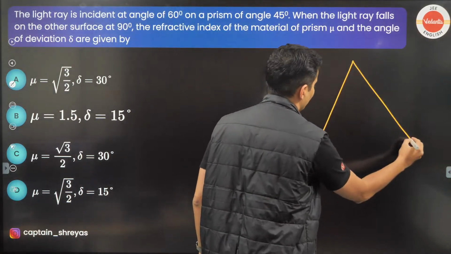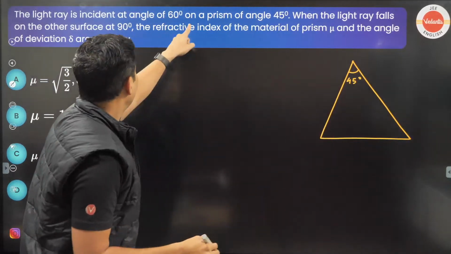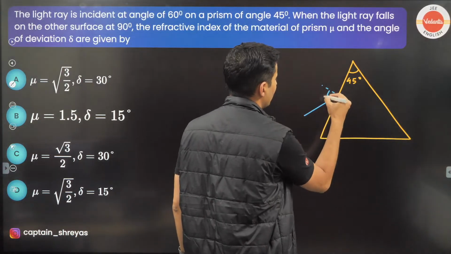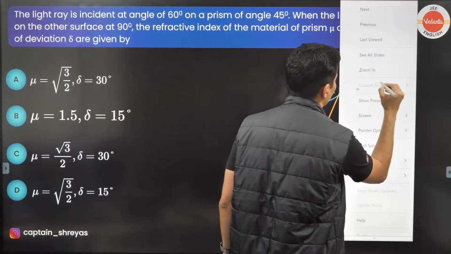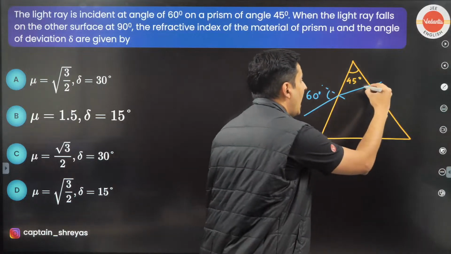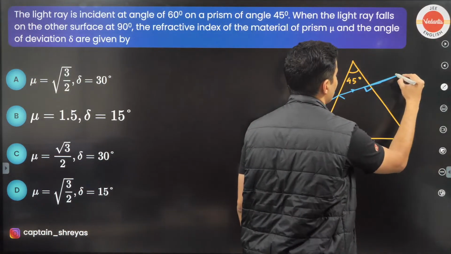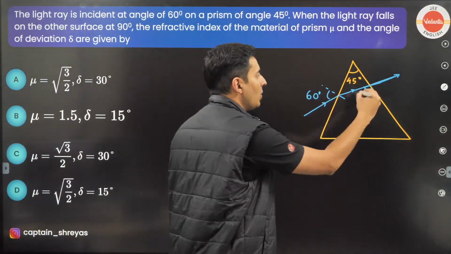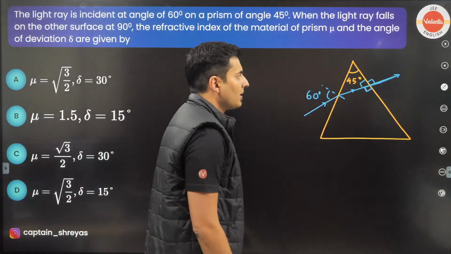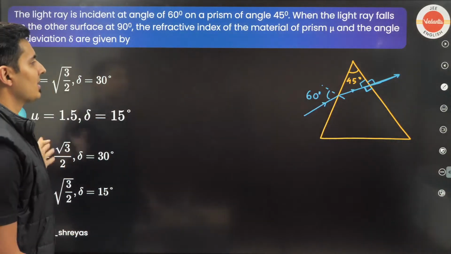You have this prism, okay? The angle of the prism is given to be 45 degrees. Light is incident at 60 degrees. So clearly this is 60 degrees. After refraction, what happens is the light falls on the other surface at 90 degrees. If it falls on the other surface at 90 degrees, it's just going to emerge out of it like this. Correct, my warriors? This is 90 degrees. This is also 90 degrees. The question is, if the refractive index of the material is mu, the angle of deviation is given by.